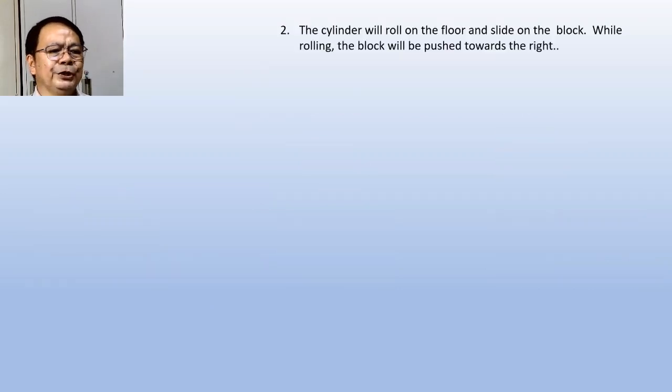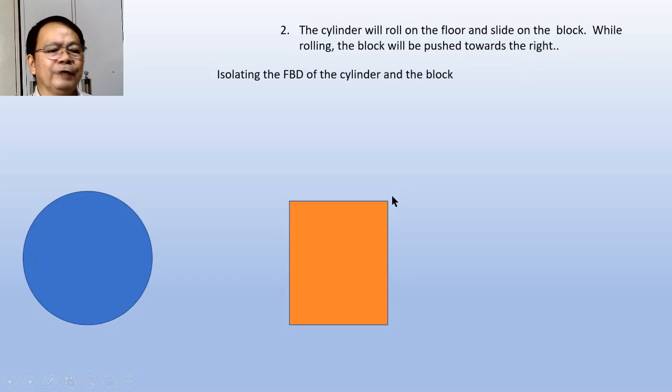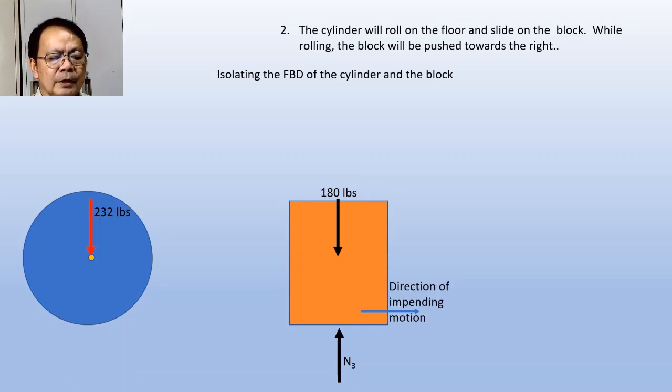So, let us try to consider if the cylinder will roll on the floor and slide on the block. While rolling, the block will be pushed towards the right. Ipakita natin yung FBD. Ito ngayon yung kanyang free body diagram. So, itong block ngayon is subjected to force of 232. Ito naman ay merong weight na 180. Diba? So, sa block na ito, merong normal force dito na N sub 3. Diba? So, dahil ito yung kanyang motion, therefore, there will be a frictional force that will be developed here, which is equal to F sub 3, and the magnitude is equal to 0.4 multiplied by N sub 3.